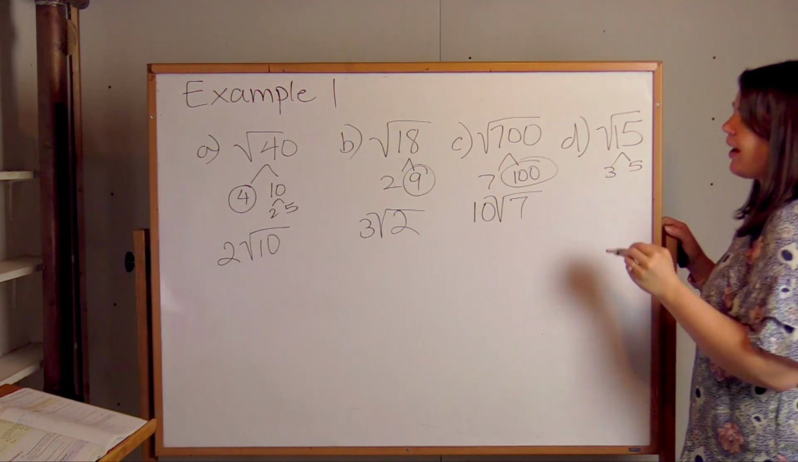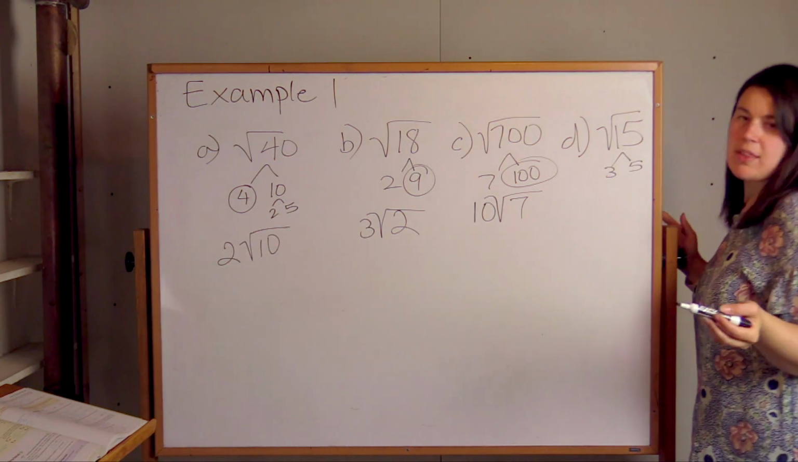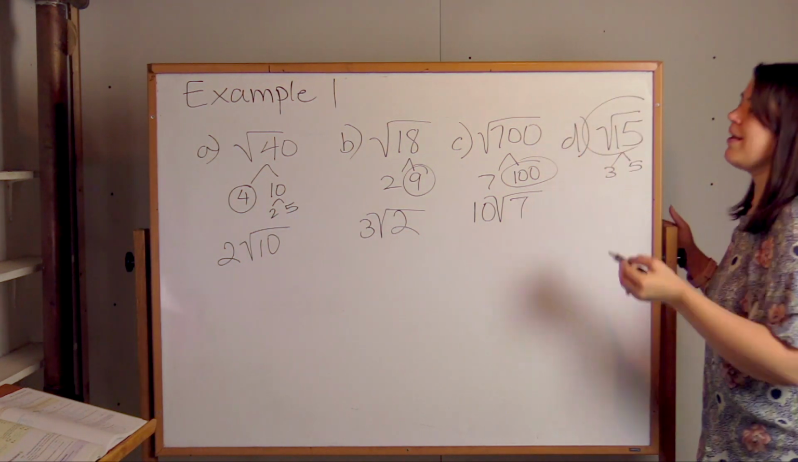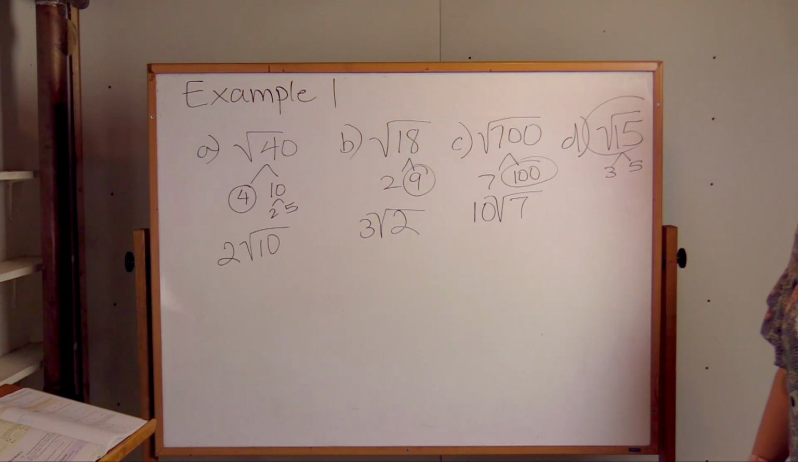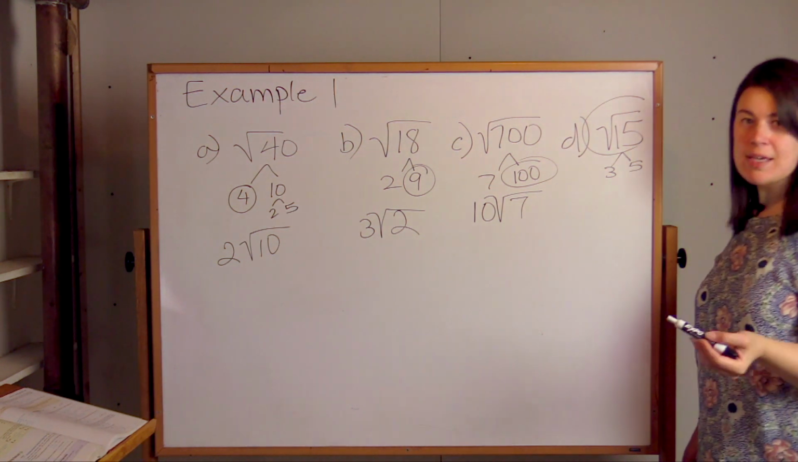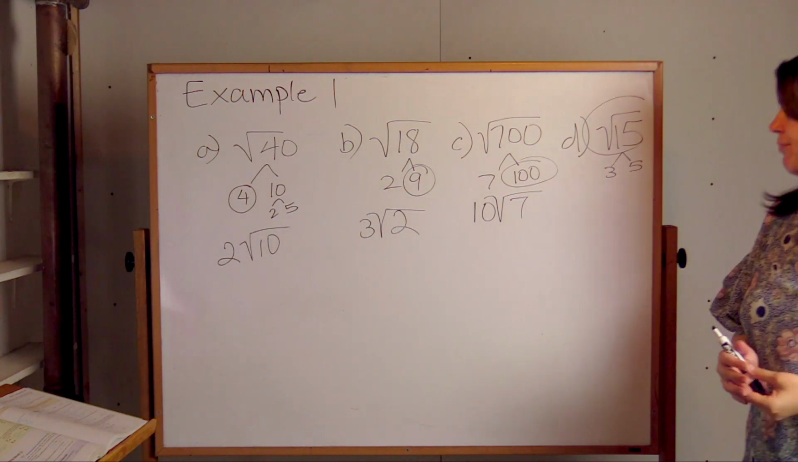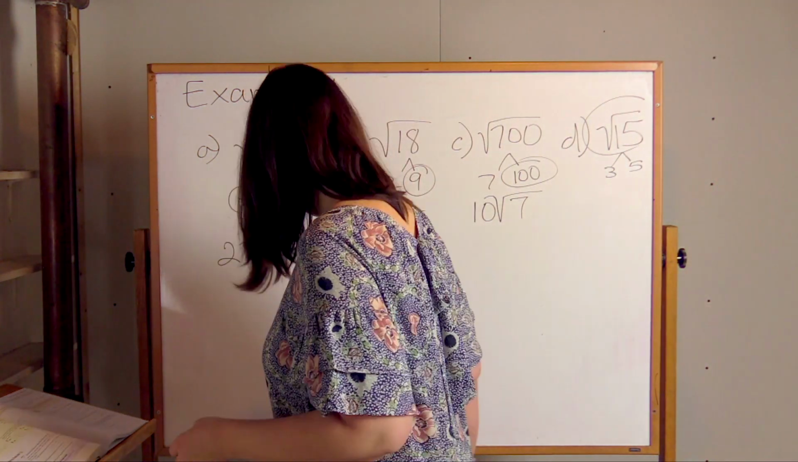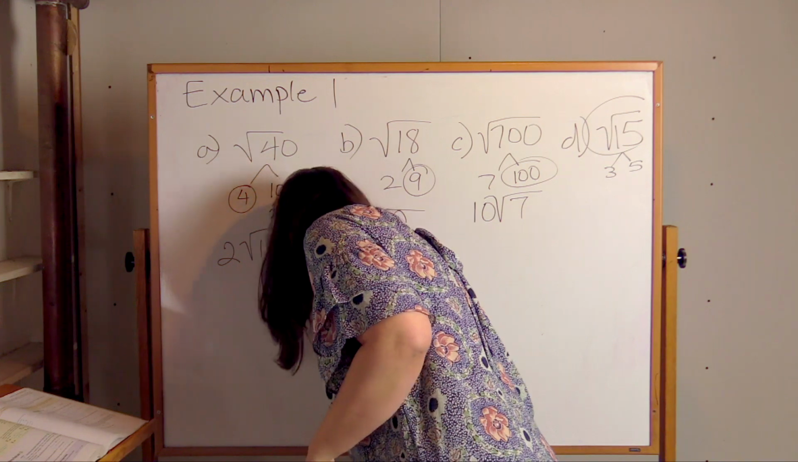All right, square root of 15. That's 3 times 5. There's nothing there. Those are prime numbers. I can't go any further. So guess what? That's the final answer. The square root of 15 is the square root of 15. Okay, so your practice problems are A and C. Go ahead and give that a try.